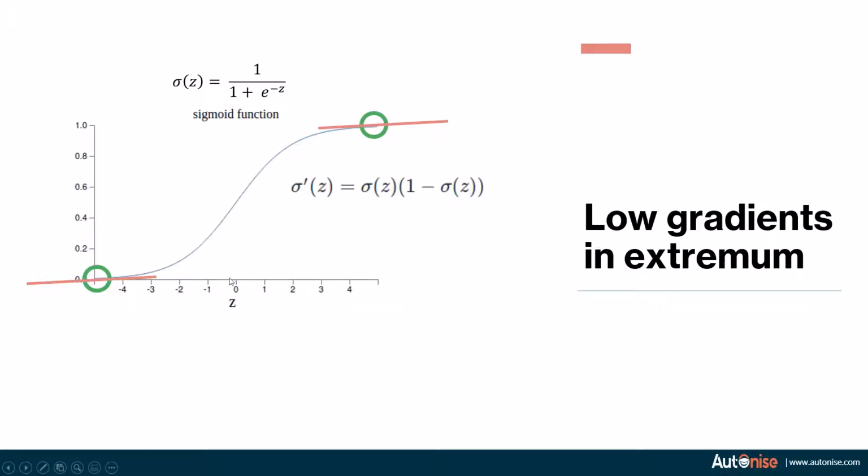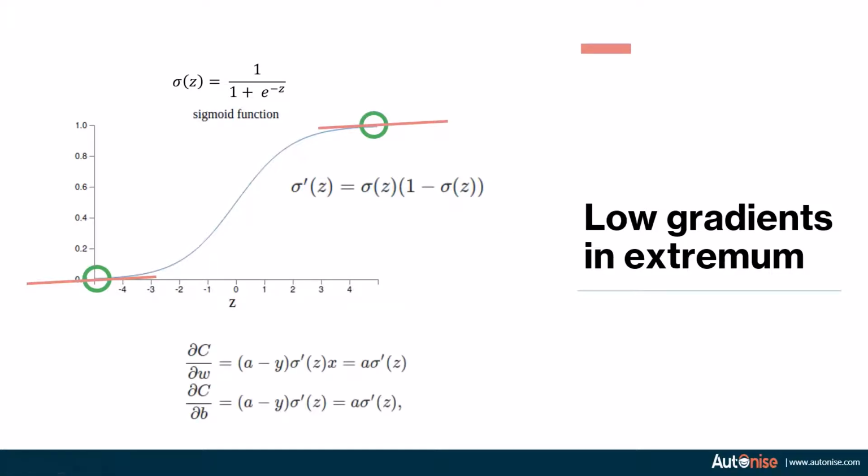Similarly, when z tends to minus infinity, sigma of z tends to 0, and 1 minus sigma of z tends to 1. Hence 0 into 1 tends to 0. So sigma dash of z tends to 0 when z tends to minus infinity. What this means is that if your z is large in the positive or the negative direction, sigma dash of z is 0. Let us try to understand how this affects our neural network.